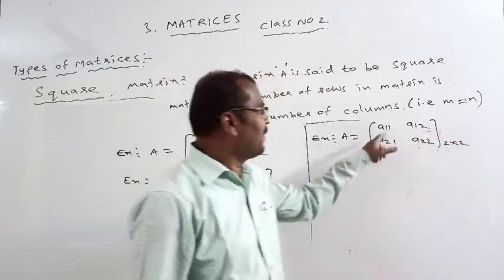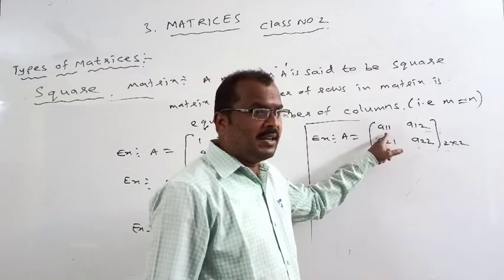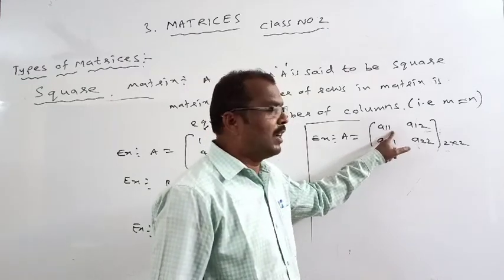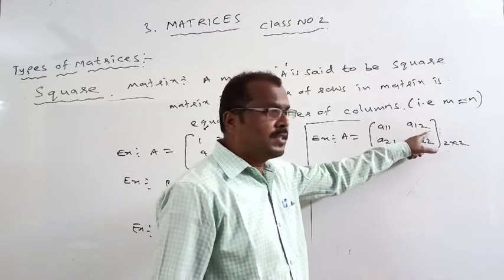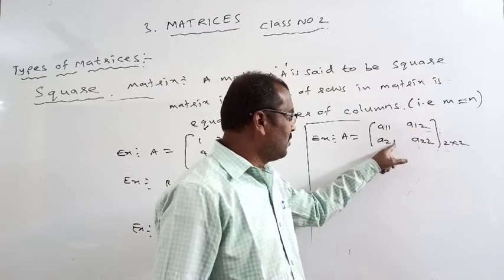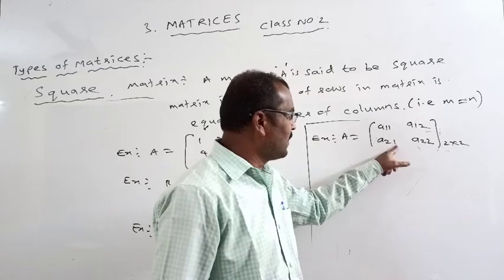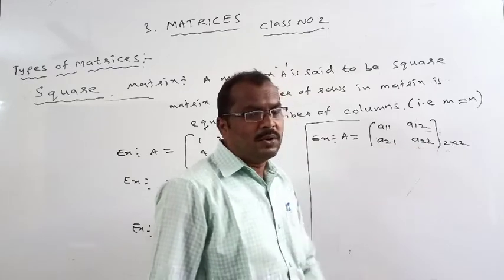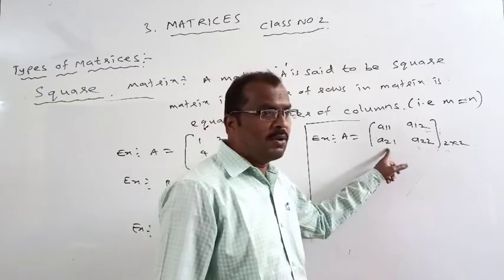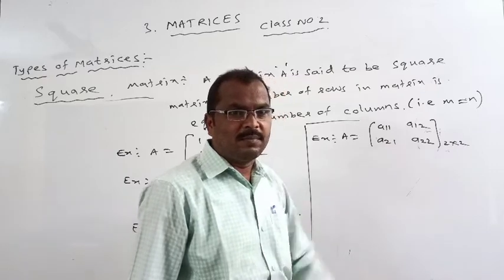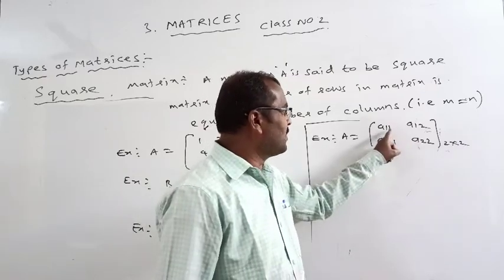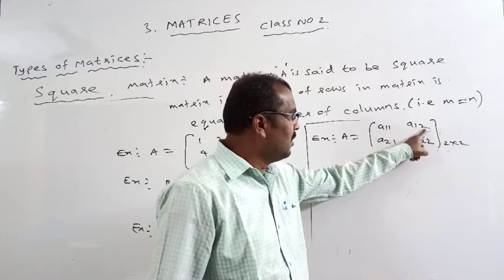What is the meaning of A11? First row, first column. A12 is first row, second column. A21 is second row, first column. Don't confuse here. First number gives row. Second number gives column. Means here, A11 means first row, first column. A12 means first row, second column.